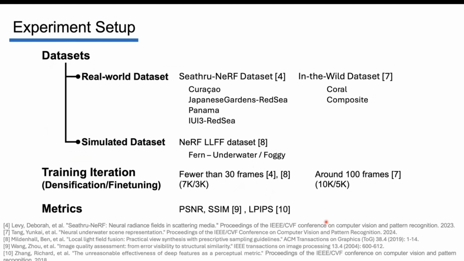We conduct experiments using both real-world underwater datasets and simulated datasets. For the real-world dataset, we use the SeaThru-NeRF dataset, which contains 4 scenes, as well as 2 selected scenes from the in-the-wild dataset. For the simulated dataset, we use the NeRF LLFF dataset and apply depth-aware attenuation to generate underwater and foggy scenes, respectively. Training iterations are set adaptively based on the number of frames in each sequence. Rendering quality is evaluated using PSNR, SSIM, and LPIPS metrics.